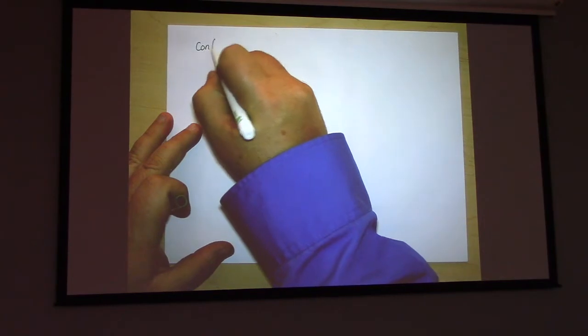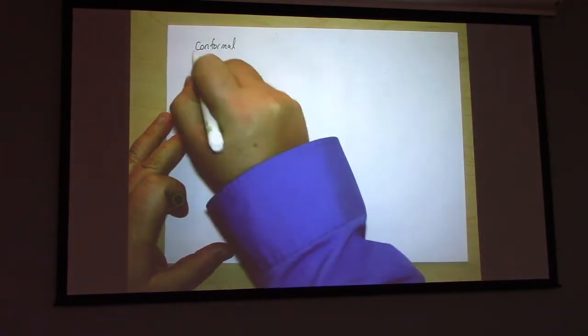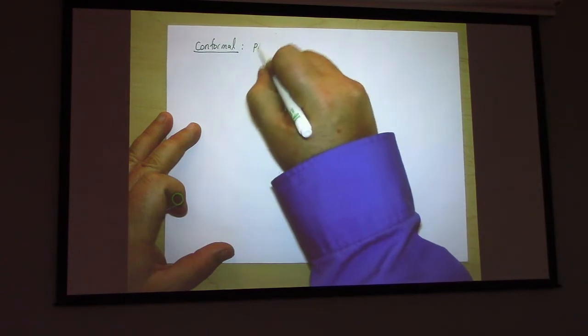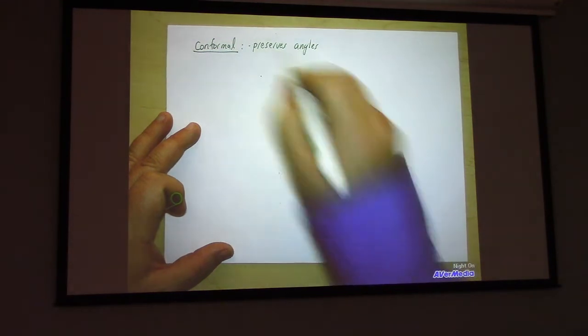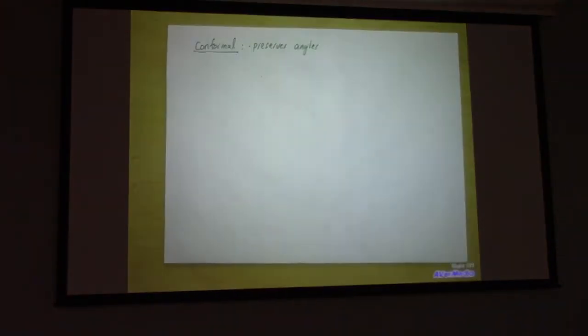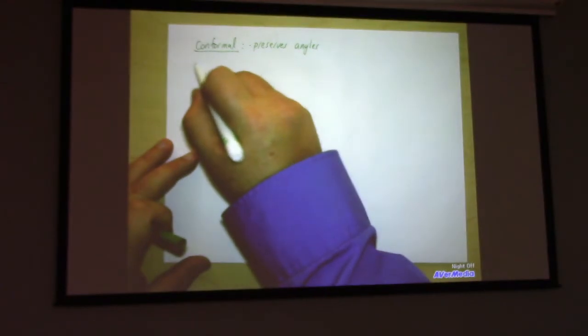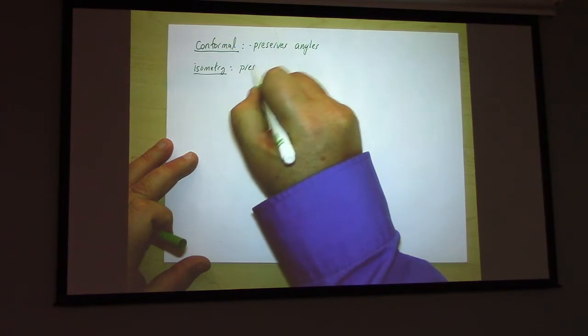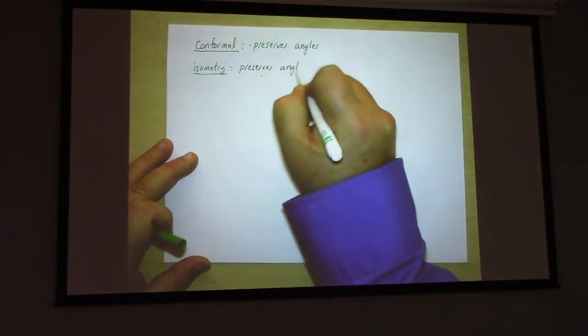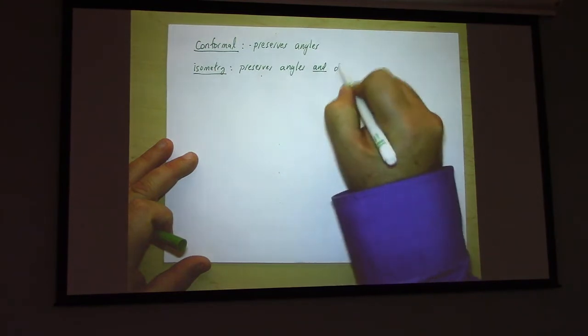All right, so I mentioned the idea of conformal. What does it mean? What's conformal? Let me talk about conformal for a second here. Conformal means basically preserves angles. You can also talk about an isometry. This means preserves angles and distance.